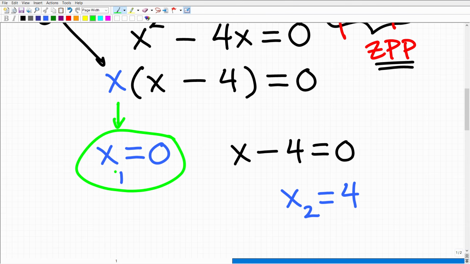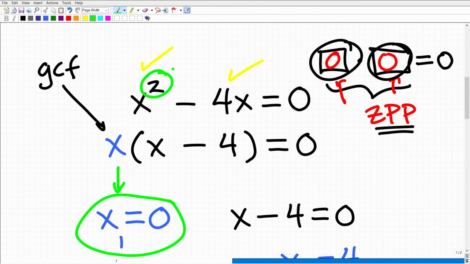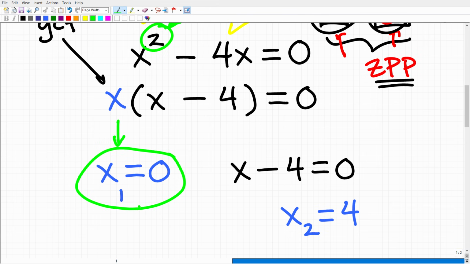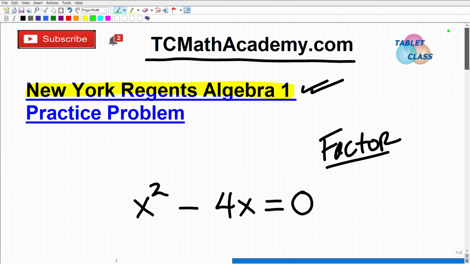Now you see I have one solution right here. Let me go back up real quick. When you're dealing with a quadratic equation, you will always have two solutions. You have to always keep that in mind. It's super important. So here is one of our solutions: x1 is 0. Now we're going to set this factor equal to 0. So x minus 4 is equal to 0. Let's solve for x. All we need to do is add 4 to both sides of the equation. And here is our second solution: x2 is 4. So here are the two solutions to our quadratic equation.